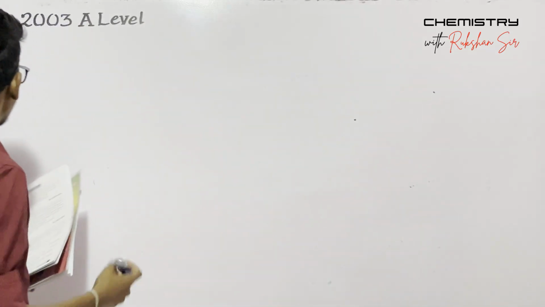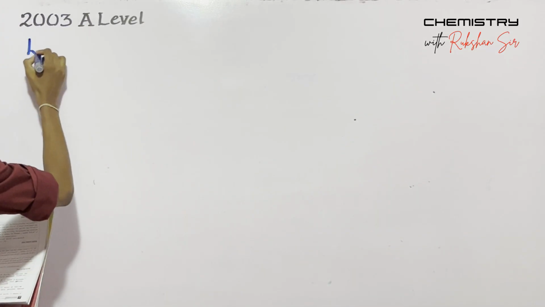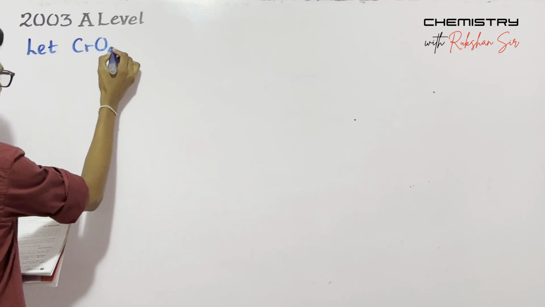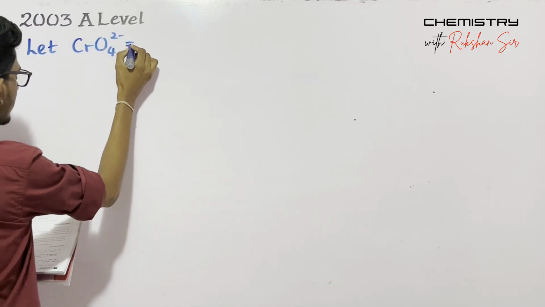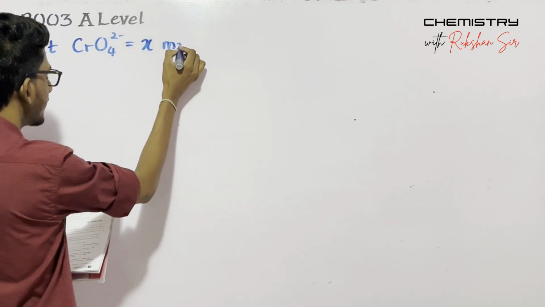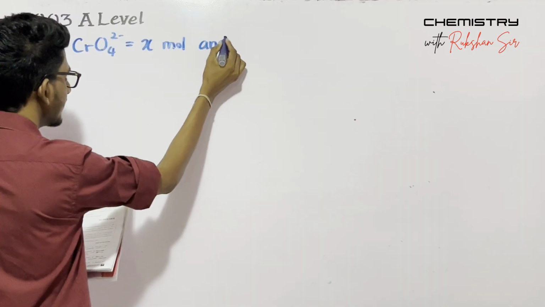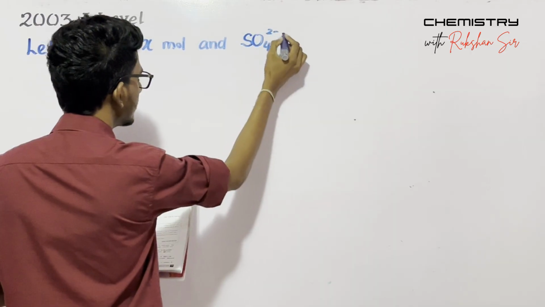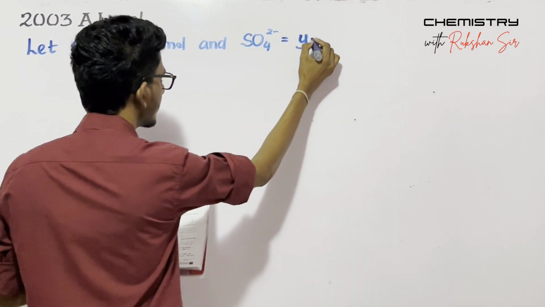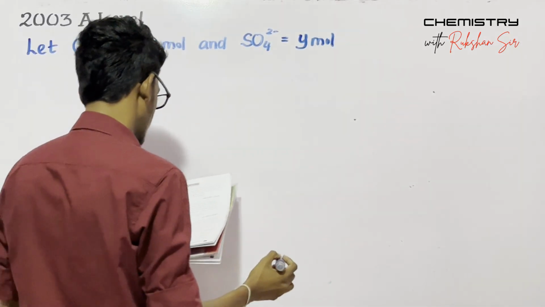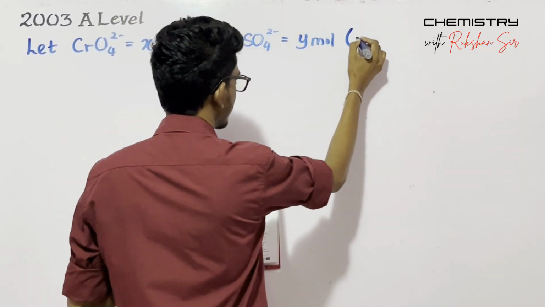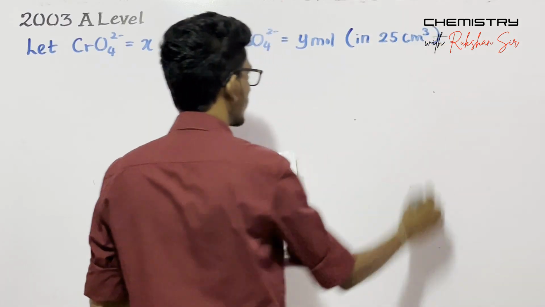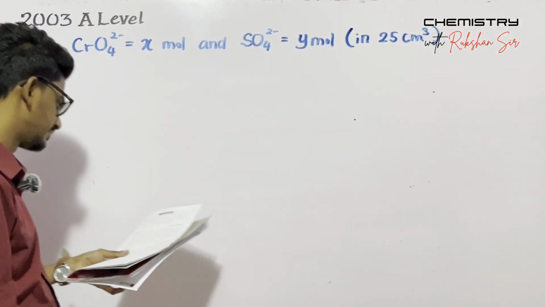So let the chromate amount be X moles and the sulfate amount be Y moles, in 25 cubic centimeters. So the goal is identified.